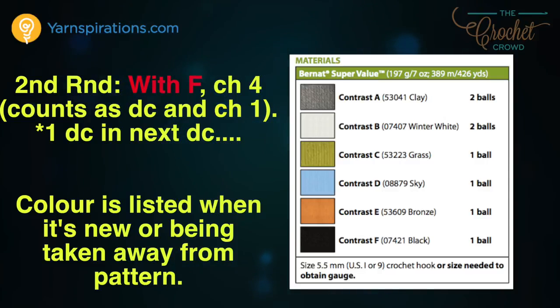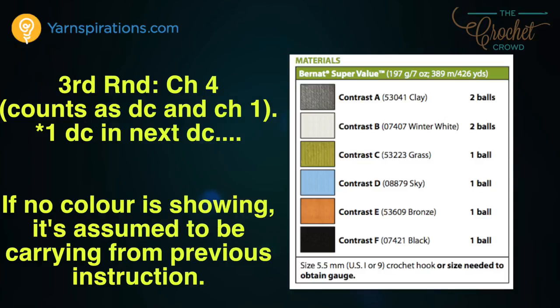So if there is no color code assignment right in the instruction, so if we moved on to the third round and there's no colors assigned to it, it means that the color is carrying on and on and on until there's instructions telling you to change your color. So you always just keep assuming that it's the same color unless the designer tells you otherwise.